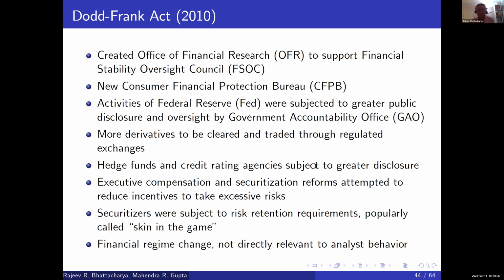And once again, as you can see, look at the alphabet soup, created the OFR to support the FSOC and the new CFPB, which is Senator Elizabeth Warren's idea that self-proclaimed bureaucrats know more about how to manage my money and my family's money than I do. That's their viewpoint. And the Fed were subjected to greater public disclosure by the GAO.